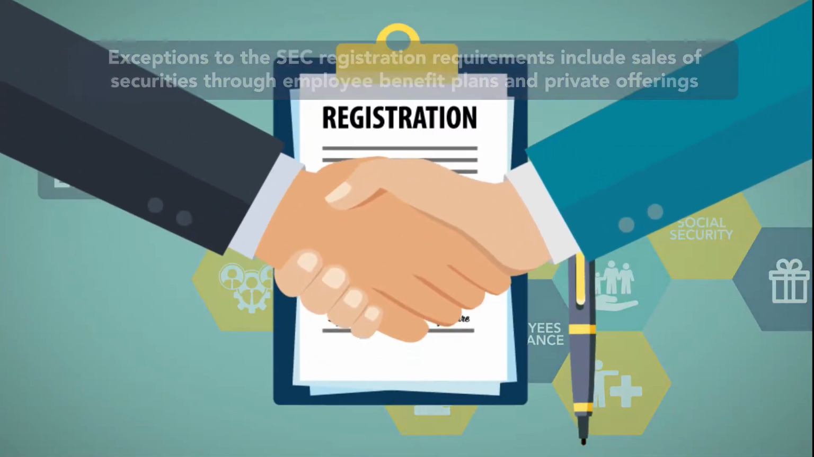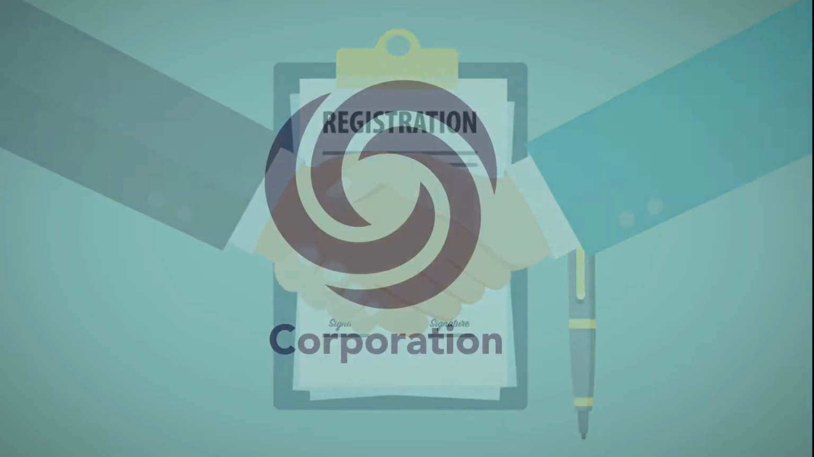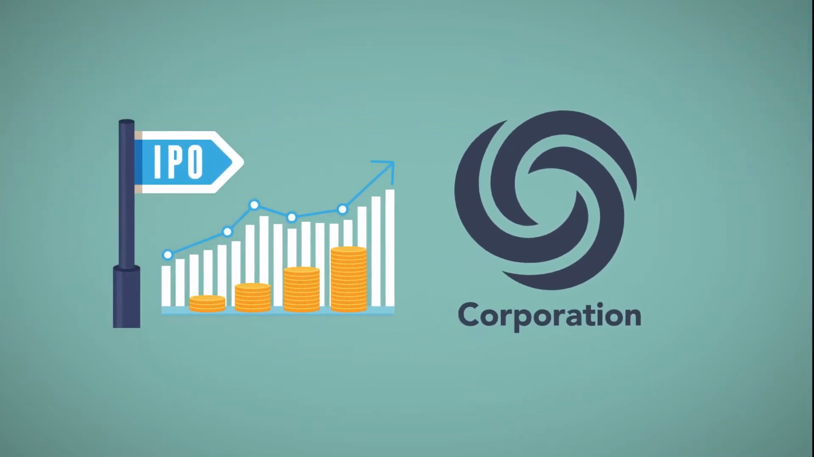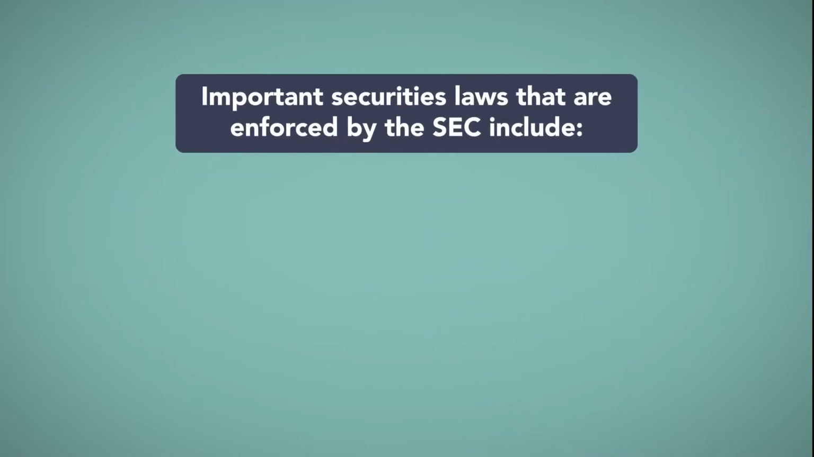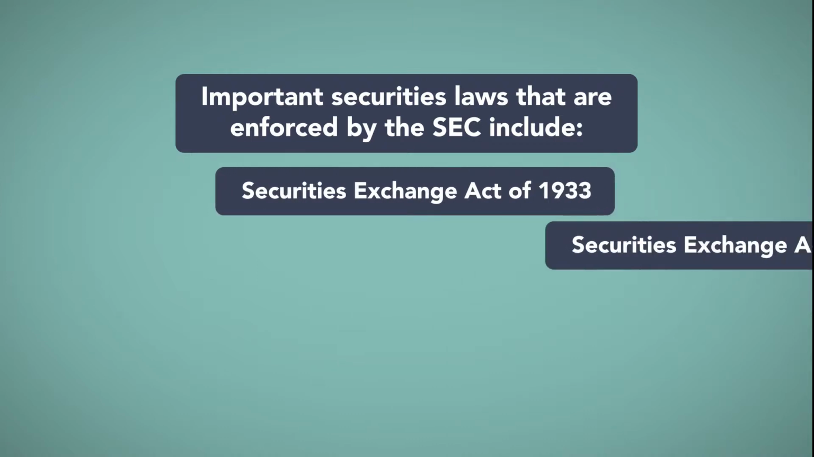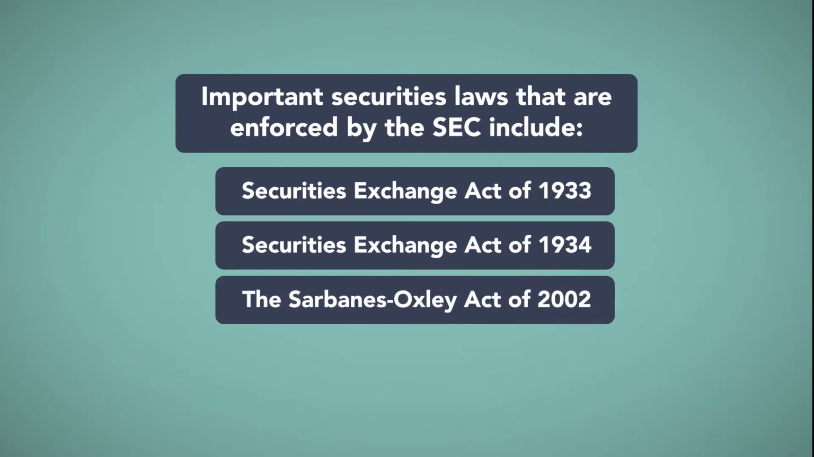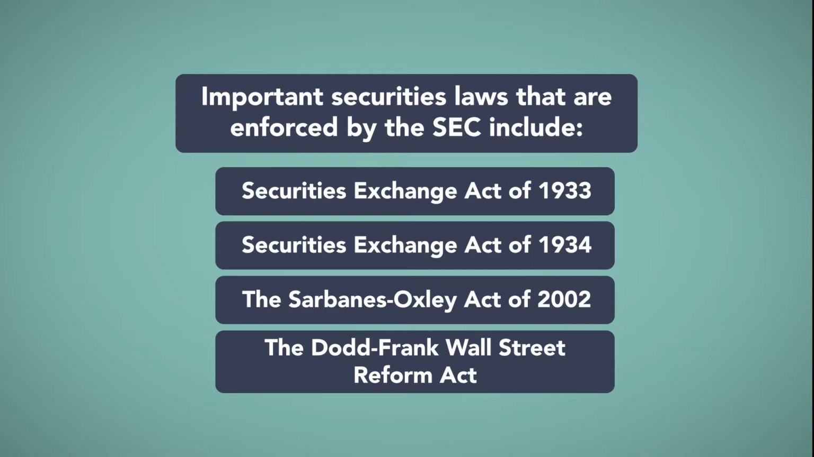Some exceptions to the SEC registration requirements include sales of securities through employee benefit plans and private offerings. After completing the SEC registration and other filing and disclosure requirements, a company may offer to sell securities on a public securities exchange during what is referred to as an initial public offering. Some of the important securities laws that are enforced by the SEC include the Securities Act of 1933, the Securities Exchange Act of 1934, the Sarbanes-Oxley Act of 2002, and the Dodd-Frank Wall Street Reform Act.